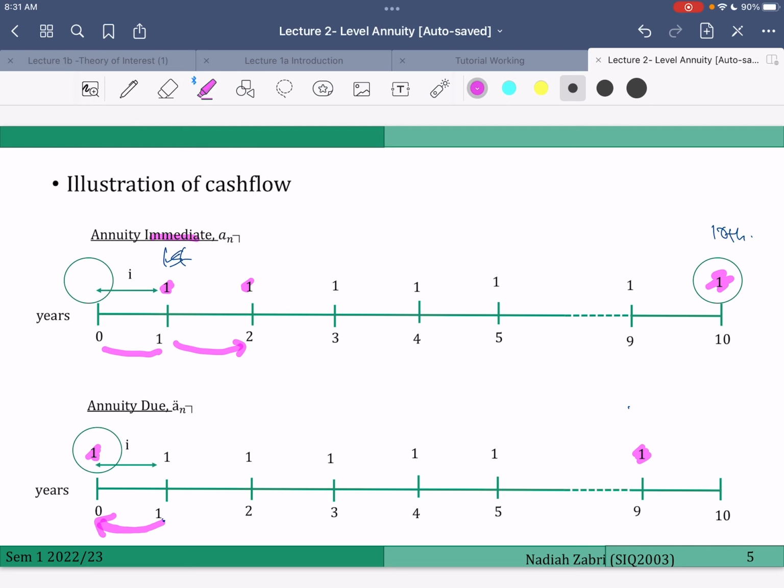Okay, so now you already recognize the difference between annuity immediate and annuity due. I also want to highlight that if you want to see the difference between these two cash flows, it's just this part. As I said, both of these have 10 payments. If you want to compare, annuity immediate doesn't have any payment at time 0, but annuity due does. And annuity immediate has a payment at time 10, but annuity due doesn't. So the difference between them is the first and last payment.